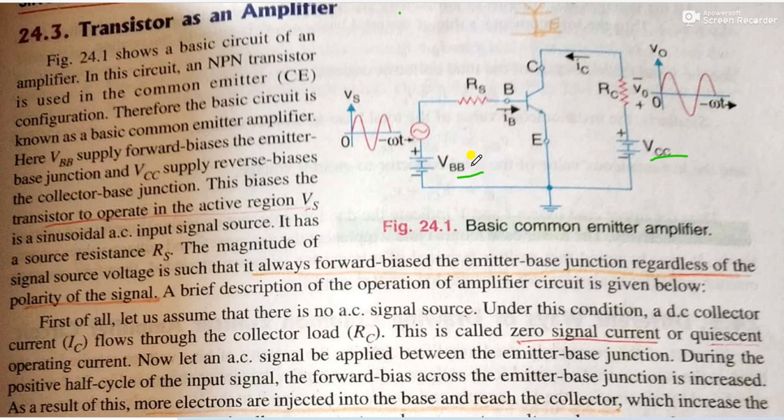The magnitude of the signal source is such that it always forward biases the emitter-base junction regardless of polarity. Meaning, as it is a sine wave, it has a positive half cycle and a negative half cycle. Though it has a negative portion, the magnitude of this Vs always forward biases the emitter-base junction. Why? Because the necessary condition to operate a transistor as an amplifier is that the input junction, that is the base-emitter junction, must be forward biased, and the collector junction must be reverse biased.